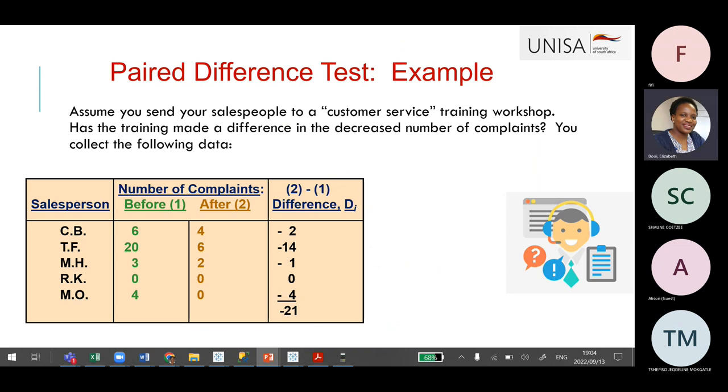Now, let's look at an example. Assume you send your salespeople to a customer service training workshop. And now you want to test whether the training made a difference in decreased number of complaints you have collected. You want to do a hypothesis test to see whether there is a decreased number of complaints, and you collected the data before they went on this training and after they went on the training. So this is the information, and these are your salespeople in your company. You've got 5 salespeople.